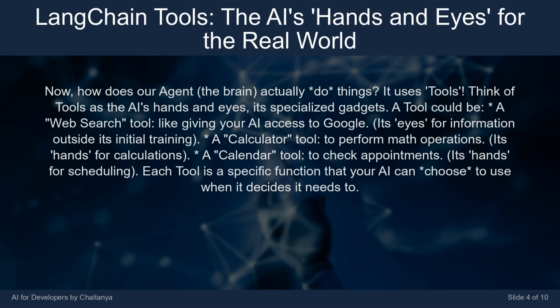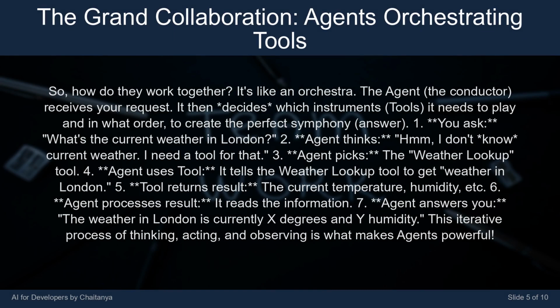Now, how does our agent, the brain, actually do things? It uses tools. Think of tools as the AI's hands and eyes. Specialized gadgets. A tool could be a web search tool, like giving your AI access to Google. Its eyes for information outside its initial training. Calculator tool, to perform math operations. Its hands for calculations. Calendar tool, to check appointments. Its hands for scheduling. Each tool is a specific function that your AI can choose to use when it decides it needs to.